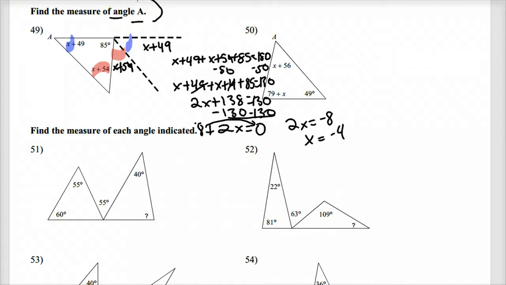Notice this, I'll subtract 130 from both sides. And you got 2x plus 8 equals 0. So if I move the 8 over, that gives me 2x equals negative 8. x equals negative 4. Done, right? No. It says find the measure of angle A. So that means I've got to plug it in here. So negative 4 plus 49, that's like 49 minus 4, which is 45. So the measure of angle A is equal to 45 degrees.